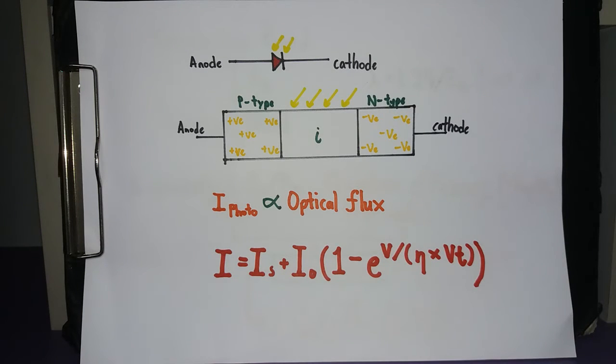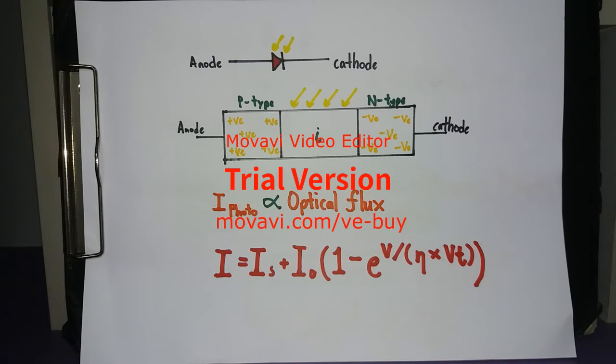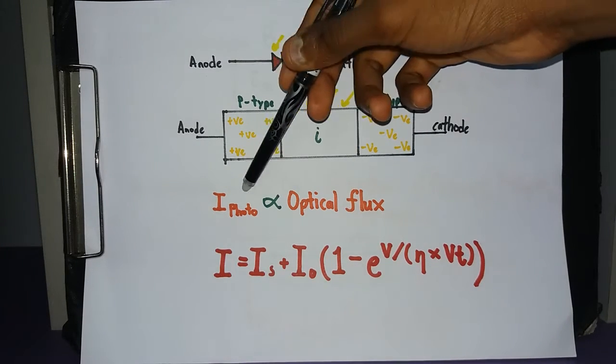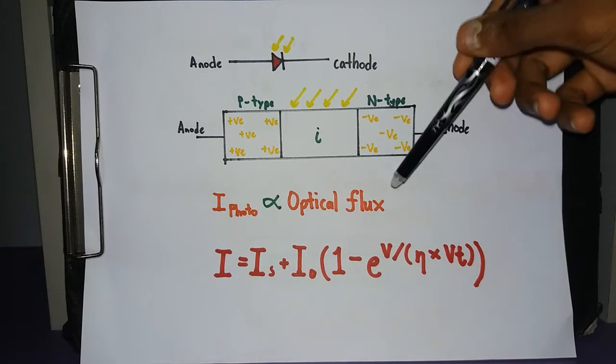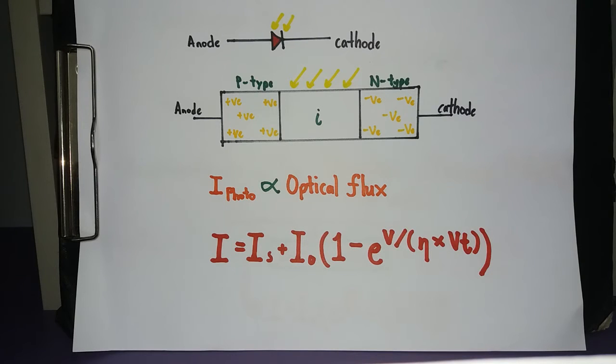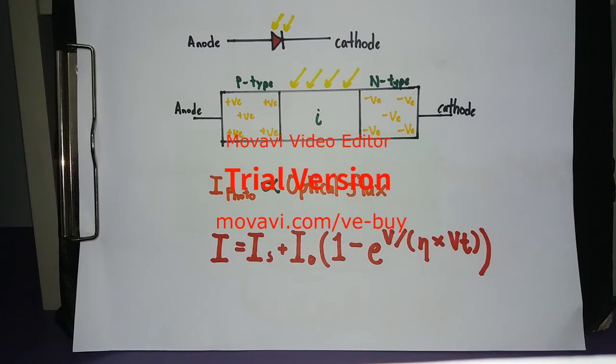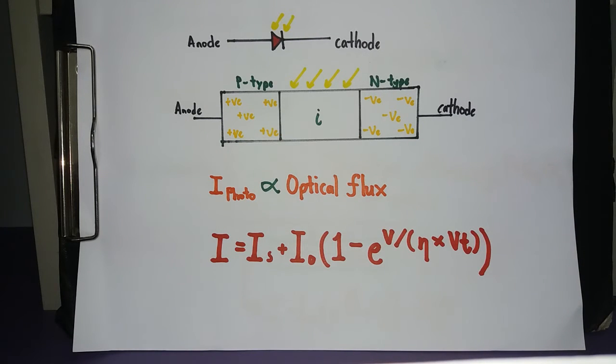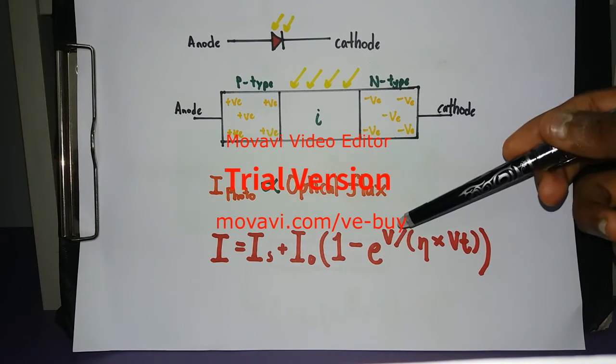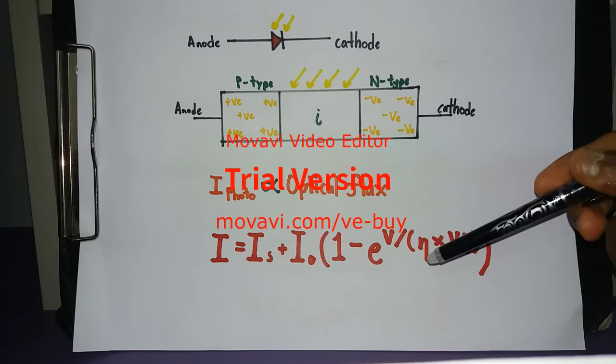When the PN junction is illuminated with light, it causes the formation of free electrons and free holes in the intrinsic semiconductor, which causes a flow of current. This current is known as photocurrent, and it is directly proportional to the rate of optical flux. From this, we get this equation, in which eta for germanium is 1, while for silicon is 2. Vt is the voltage equivalent of temperature, Is is the short circuit current proportional to light intensity, and I0 is the reverse saturation current of the diode. V is positive for forward bias and negative for reverse bias.